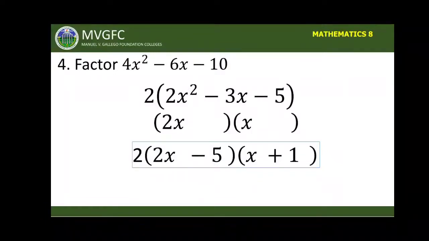Okay? So, applying your knowledge in the FOIL method, for example, we have 2x multiplied by 1, that is 2x. And negative 5 multiplied by x, that is negative 5x. So, when you add 2x plus negative 5x, the answer is negative 3x. And that is the middle term. Okay? But do not forget that 2, the GCF kanina. So, ito siya.